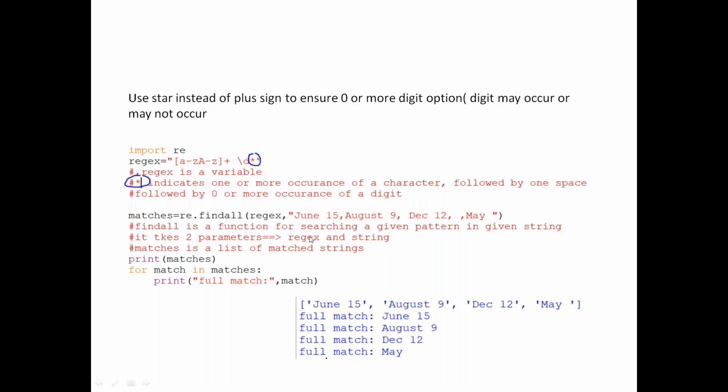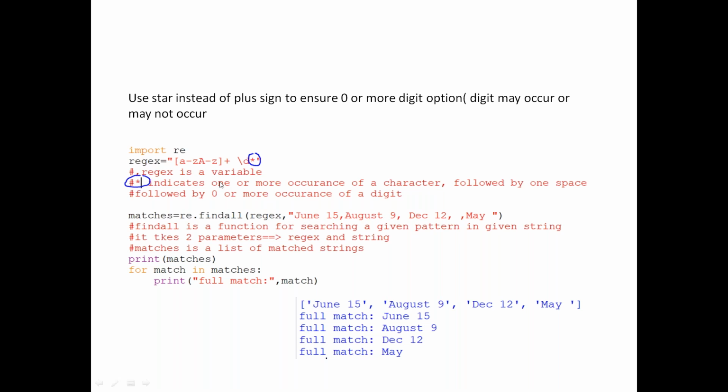Find all is a function for searching a given pattern in the given string. It takes two parameters, regular expression and string. Regular expression is nothing but the format, and string is nothing but the string, whatever you called. Matches is the list of the matched strings. Now when you say print matches, the system is going to find out the matches.